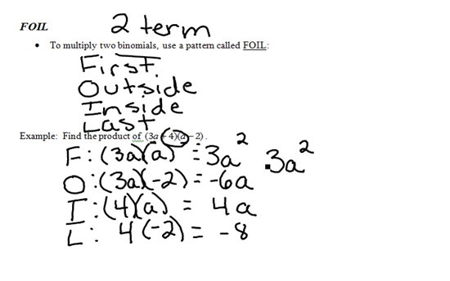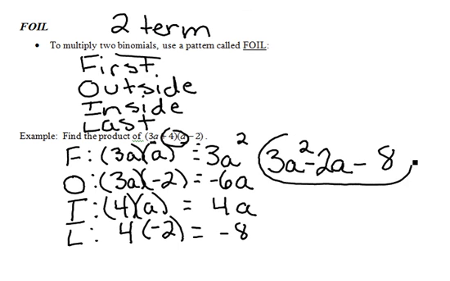Now my outer and inner terms, my negative 6a and 4a, are like terms, so if I add those together, negative 6a plus 4a leaves me with a negative 2a. And then finally, my last term would be the negative 8. So using FOIL, I get a product of 3a squared minus 2a minus 8.